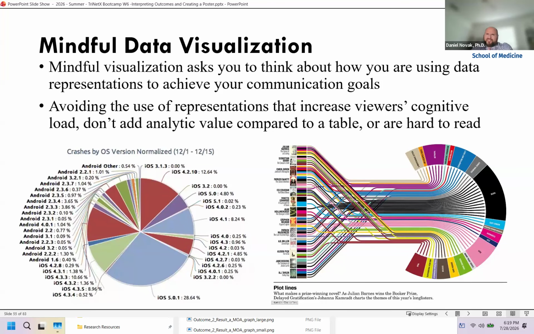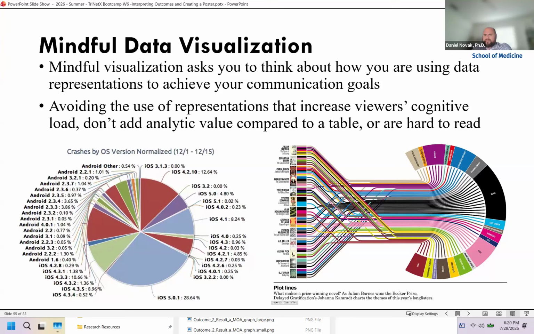So mindful visualizations ask you to think about how you're using your data representation to achieve your communication goals, but don't use representations that increase the viewer's cognitive load. Don't use ones that don't add analytic value compared to something simple like a table, or that are hard to read. These two down here are really hard to use and hard to think about. It's really difficult to understand the point being made in this graph. Okay, there's so many different little versions. Pie charts are just by their nature not very useful uses of your space.